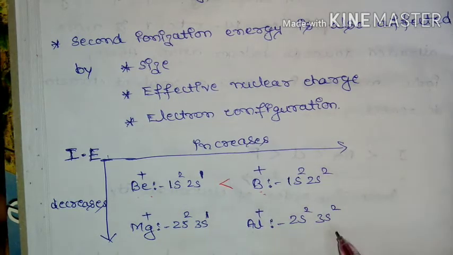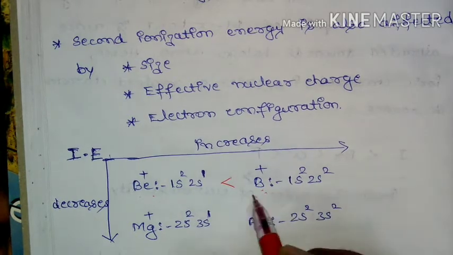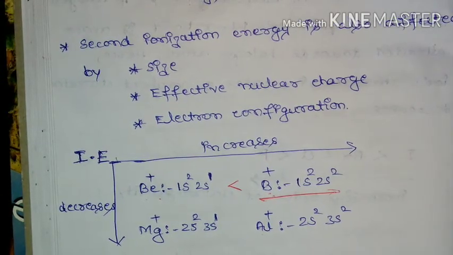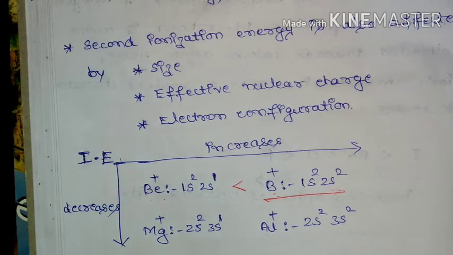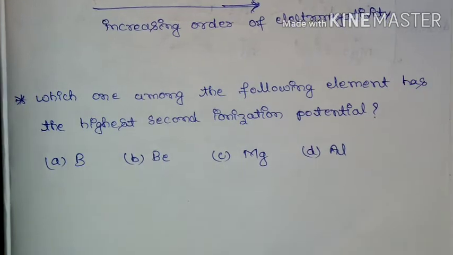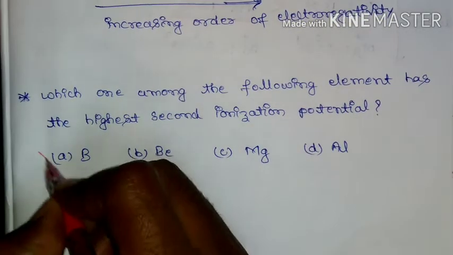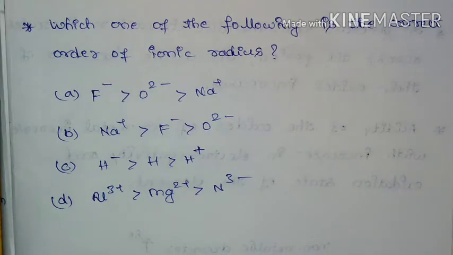And as we know, down the group ionization energy decreases. So this will be the correct option, that is B+, whose second ionization energy will be highest. Means among the given options, the one which is going to have the highest second ionization potential is boron. Next question, which one of the following is the correct order of ionic radius?